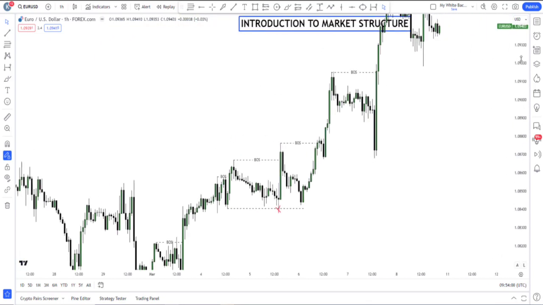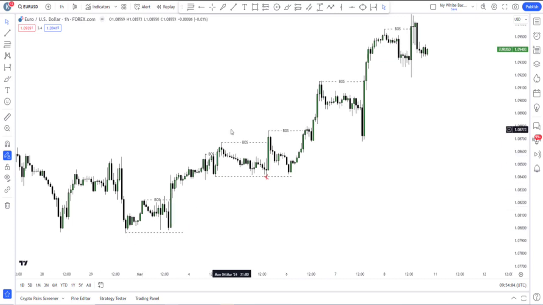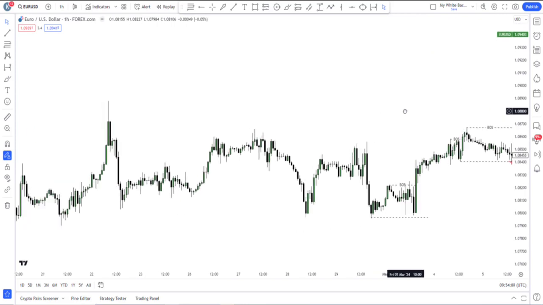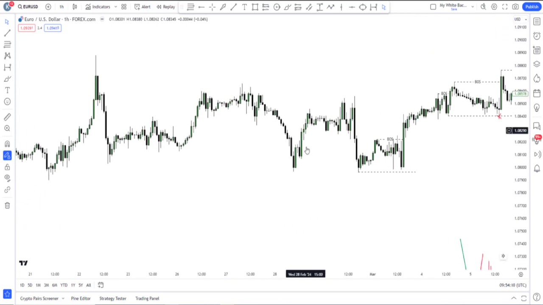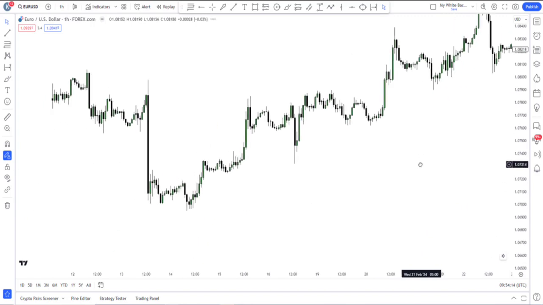So this is literally how to delineate your market structure. Uptrend, uptrend, uptrend. Are you watching what I'm teaching you here, guys? So you see price coming up, coming up. The same thing happens here.